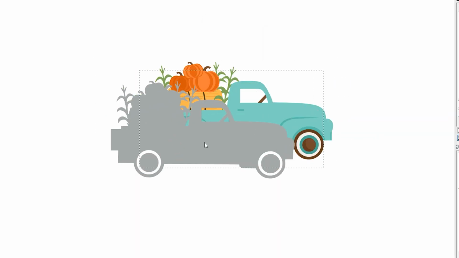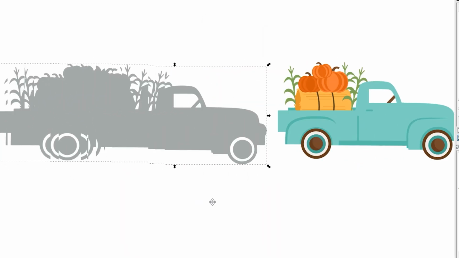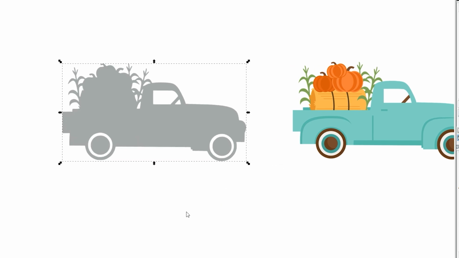Now, if I click and I drag this, I have another version of the truck. But the difference is this is a vector graphic. This is a regular graphic. I can't do anything with this.